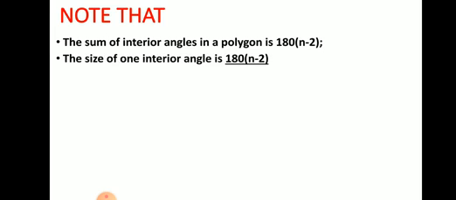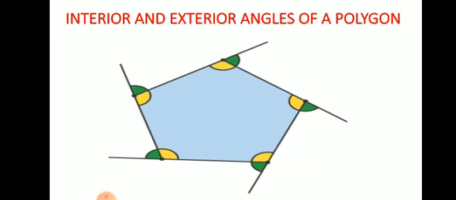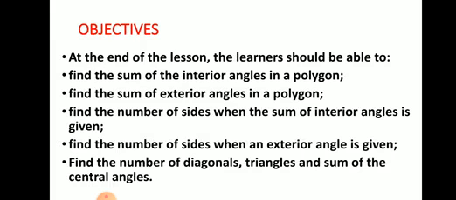The size of one interior angle is 180 into bracket n minus 2, all over n. That n is the number of sides of any polygon. It can be a pentagon, 5 sides. If you are looking for one interior angle, don't forget the interior we are talking about is the yellow part. If you are looking for one of these yellow angles, that is when you will divide by the number of sides, that is by n, which can be 5, it can be 6.